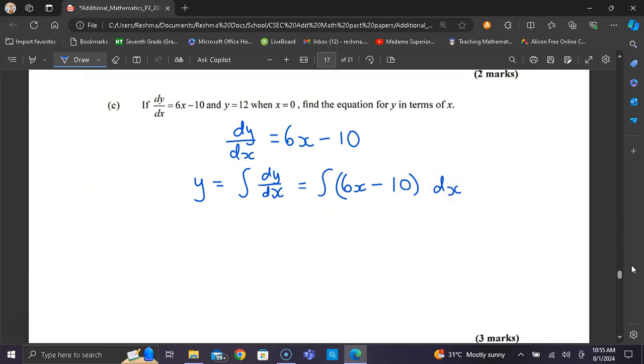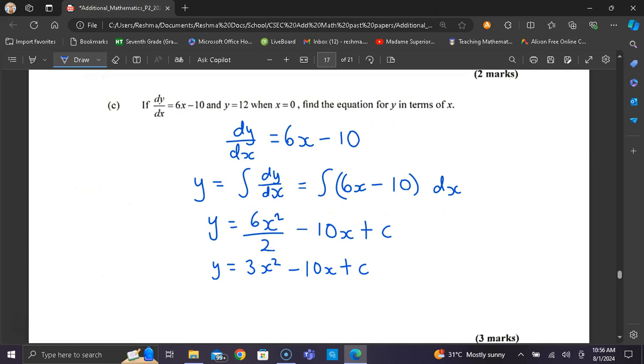Okay, so integrating 6x, it will be 6 times x squared over 2, minus the integral of 10, which will be 10x, of course plus c. So 6 over 2 is 3, so that's 3x squared minus 10x plus c.